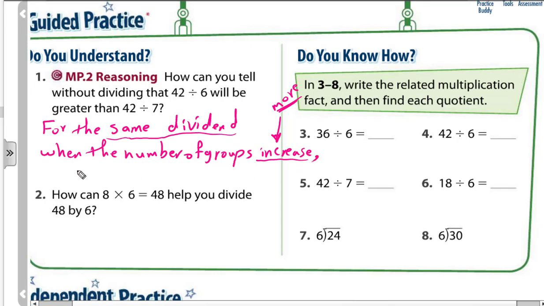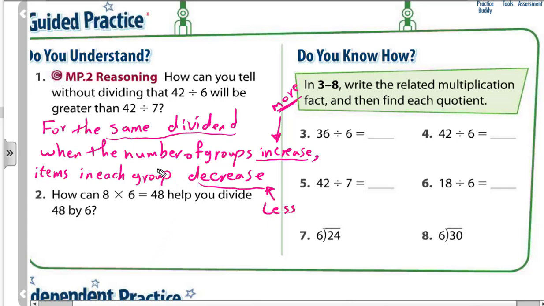What happened in this case? Items or objects in each group, the number of items decreases, and decrease means less.